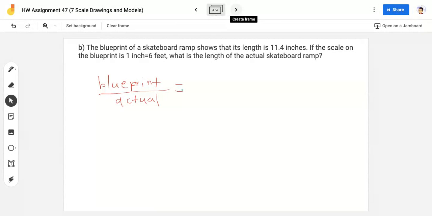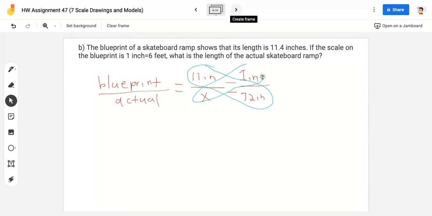Okay, so the blueprint of my ramp is 11 inches. My actual, I don't know yet. All right, but I do know my scale. My scale is going to be that 1 inch is equal to how many inches on the other side? Well, 6 feet. 6 times 12 should be 72. But I'm just going to do the math anyway. Yep. 72 inches. And now we can figure out what the actual length is going to be.